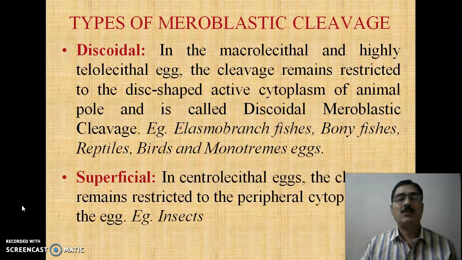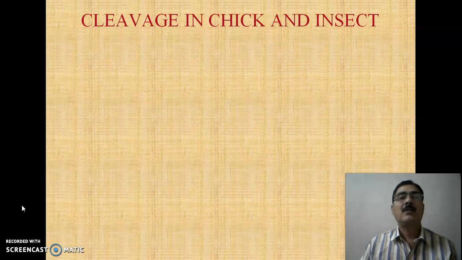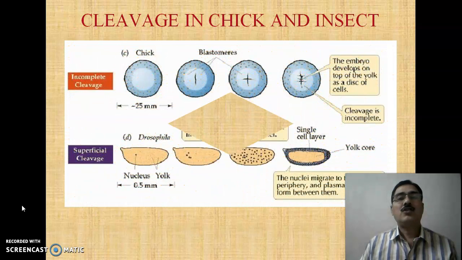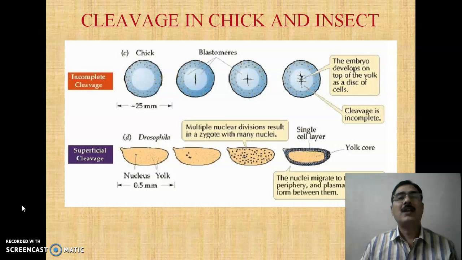The second one, the superficial meroblastic cleavage, takes place in the centrolecithal eggs of the insects. The cleavage remains restricted to the peripheral cytoplasm of the egg because in the case of insect, the central part of the fertilized egg is occupied by the yolk and hence the name centrolecithal eggs. Now let us see how the cleavage takes place in the chick and insect.